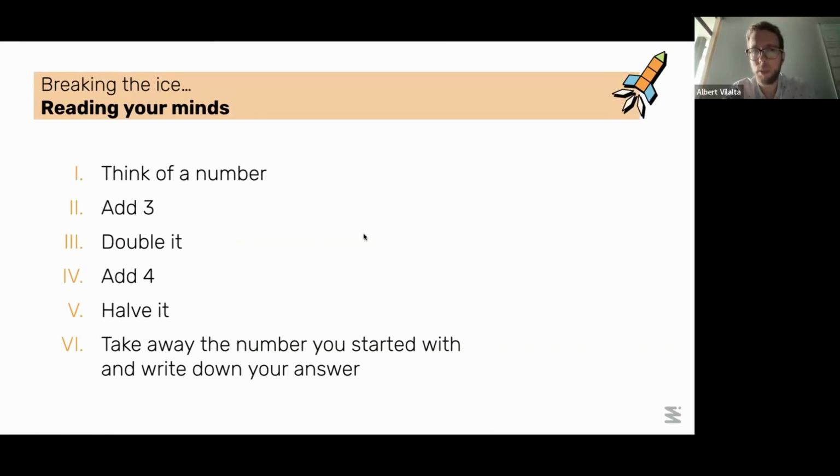Now, add 3 to this number. Now double it. Now add 4 to the same number. Now instead of doubling it, we will halve it. And last but not least, take away the starting number. And I warned you, you should have pen and paper. Write down your answer. I think we can all type our final number after the 6 steps in the chat. Let's do that.